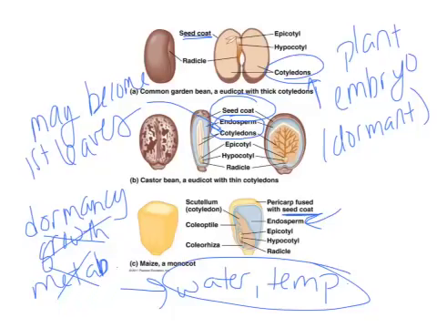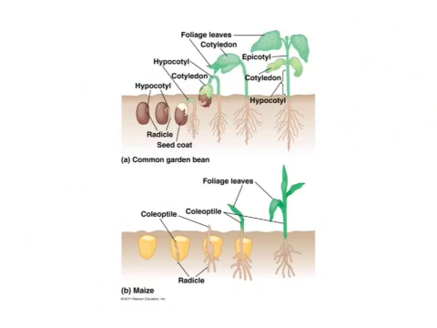Okay, that will be basically a chemical reaction that's controlled by enzymes and hormones. So let's look at what's happening now once the seed has decided to break dormancy. When the seed breaks dormancy, what we have happening here is germination.